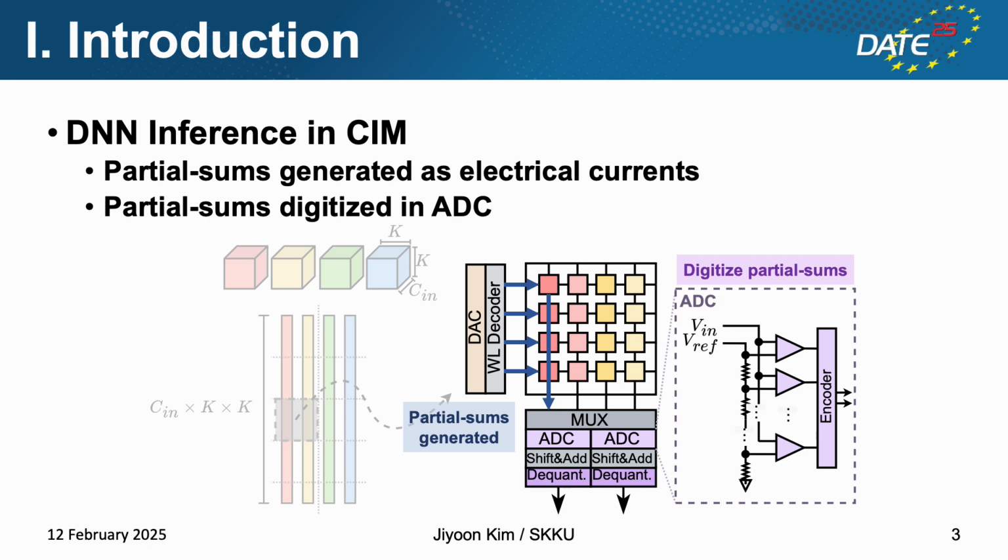And after the MAC operation, the generated partial sums must be digitized using an ADC. Since ADCs come with high power and area overhead, it is preferable to use low-resolution ADCs. However, low-resolution ADCs introduce the risk of quantization errors, which can negatively impact model accuracy. To mitigate these errors while still benefiting from low-resolution ADCs, research on partial sum quantization has become increasingly important.